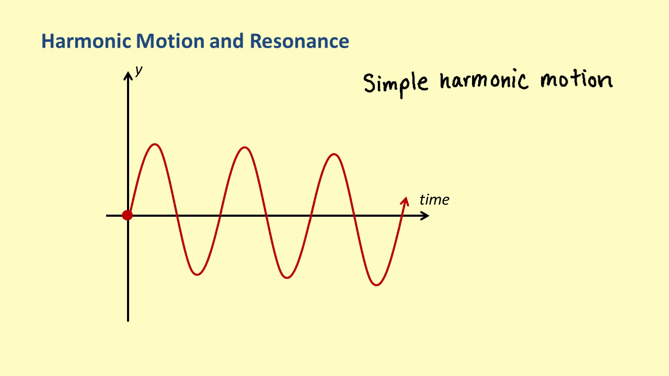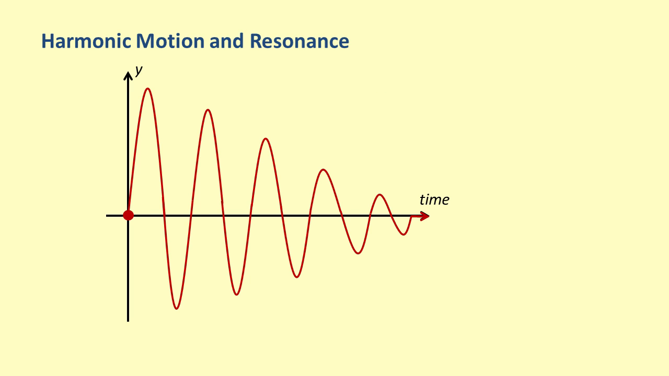These graphs can represent real-world situations. For example, this graph could be a representation of a clock pendulum swinging back and forth. In damped harmonic motion, displayed in the graph shown, the amplitude of the periodic motion decreases as time increases.